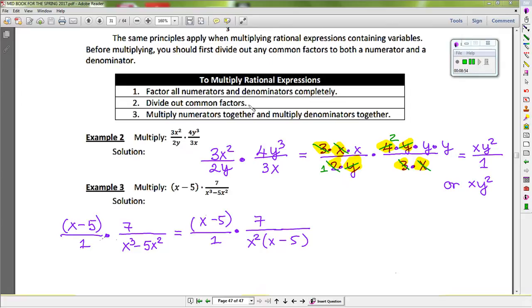And then step 2, we are going to divide out common factors. So the x minus 5 is a common factor. We'll divide it out, so that will be gone and becomes 1. So what we have left: when you divide it out, you can write 1, and 1 times 7 is just 7. And then your denominator, 1 times x squared, will be x squared. So our answer will be 7 over x squared, or the product is 7 over x squared.